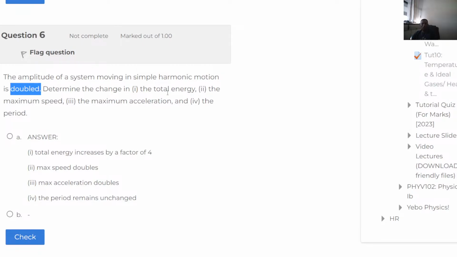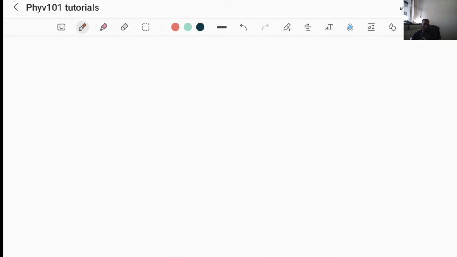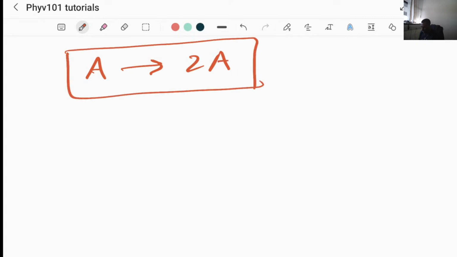Determine the change in total energy, the maximum speed, the maximum acceleration, as well as the period. What is given here is basically, I'm going to pull a bit up. Therefore, what we are talking about is that the amplitude is doubled from A, now it goes to twice of A. This is what is given. This is question number 6 on PHYV101. That's given. What happened to the energy?